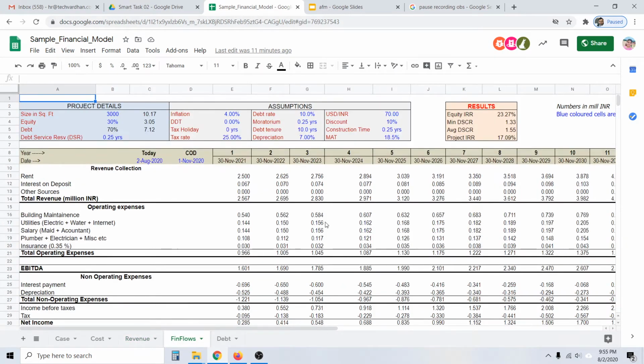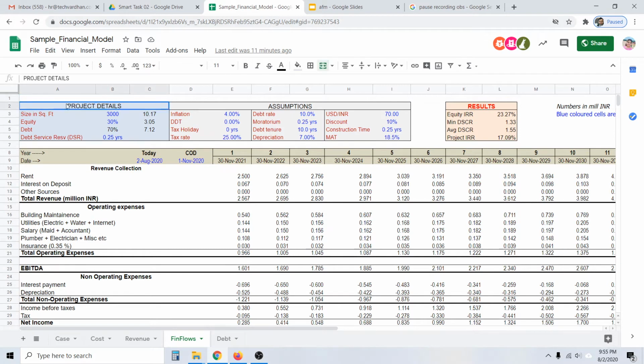Now the finance flows, the cash flows sheet. When you look at a sheet like this, it looks a little bit complex, right? But let me explain it to you one by one. It is not so complex. It just looks complex.